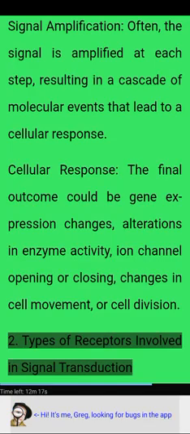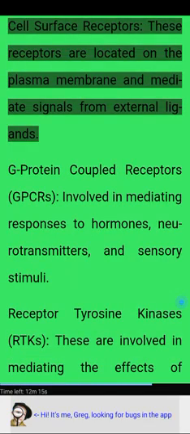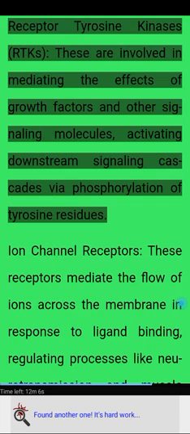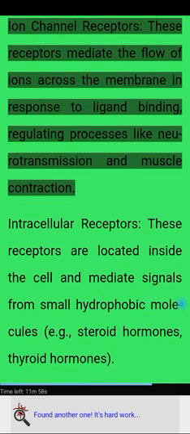2. Types of receptors involved in signal transduction. Cell surface receptors: these receptors are located on the plasma membrane and mediate signals from external ligands. G protein coupled receptors, GPCRs, are involved in mediating responses to hormones, neurotransmitters, and sensory stimuli. Receptor tyrosine kinases, RTKs, are involved in mediating the effects of growth factors and other signaling molecules, activating downstream signaling cascades via phosphorylation of tyrosine residues.